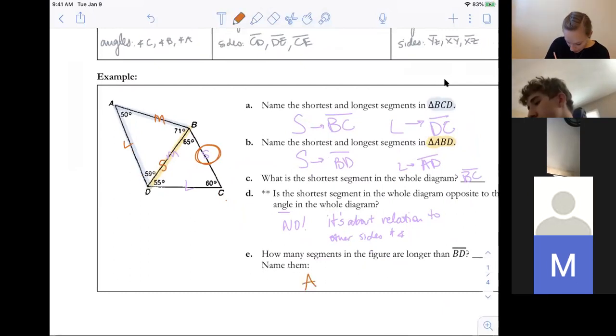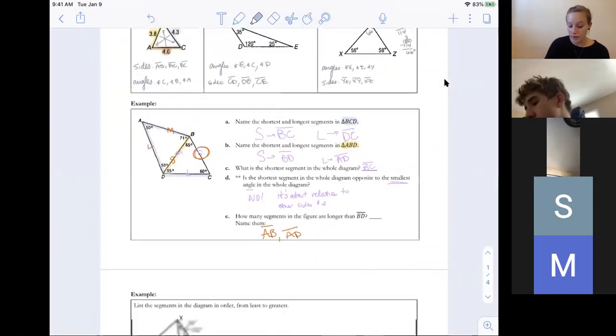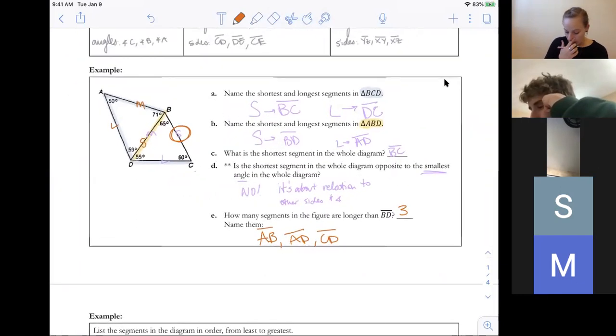Does anyone see any more? Would CD be one? CD would also be right, Sterling. Very good. BD is only the medium side of the triangle on the right, and DC or CD is the largest one, so this one has to also be bigger. So literally everything but the very, very smallest side is bigger than this one. So that means a total of 3 segments are larger: AB, AD, and CD. Good job. Okay, any questions on this picture?